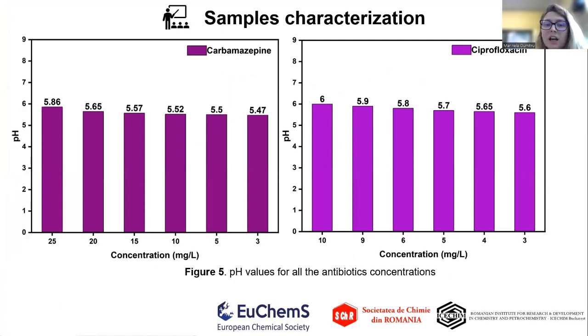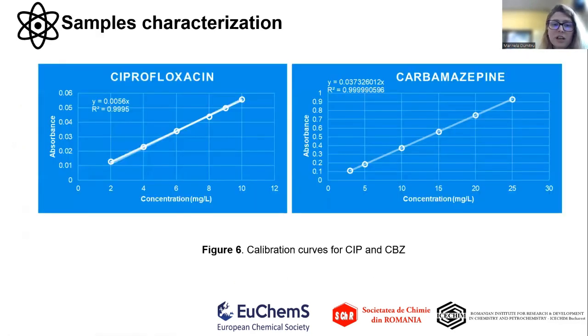For this study, I was choosing carbamazepine and ciprofloxacin as the two antibiotics that I want to test my sample for absorption of them. And in this slide, it can be seen in figure 5 the pH values for the antibiotics concentration. These concentrations were actually used also for the calibration curves.